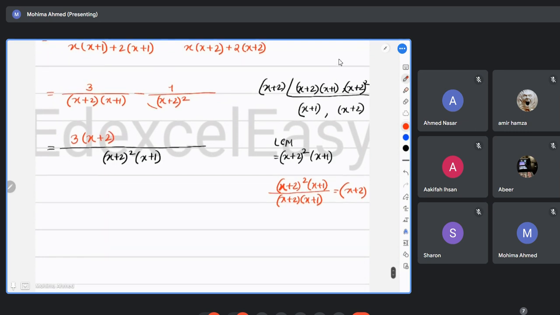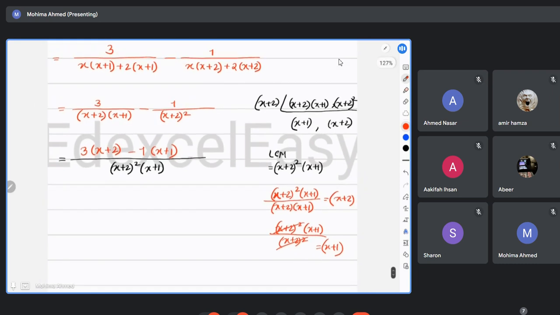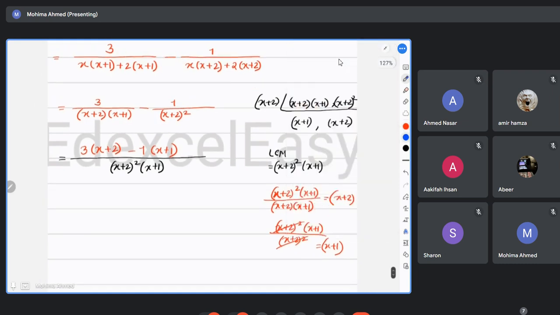And then again, I have to divide the LCM with this denominator. So x plus 2 whole square, x plus 1 divided by x plus 2 whole square, I'm going to get 1 x plus 1, because this one simply cancels each other out. Because now I have minus 1 x plus 1. By the way, this is the entire rough working.